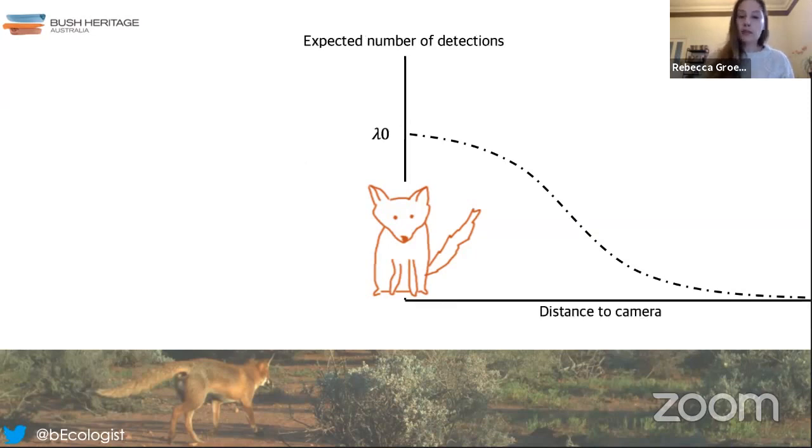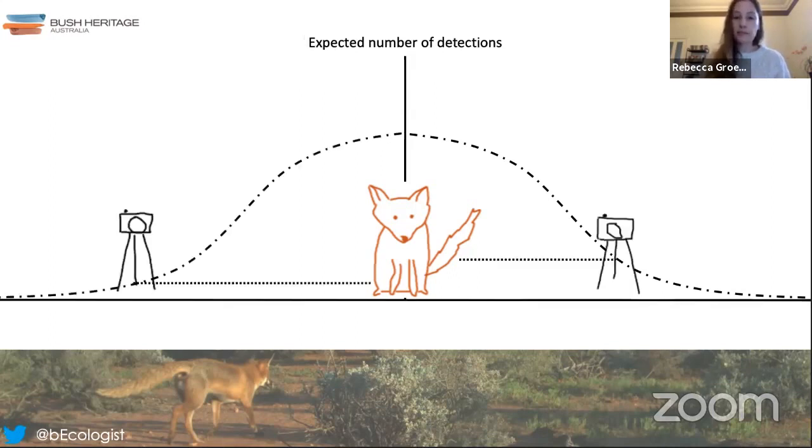This forms our detection function, with lambda naught being the expected number of detections if we happen to place a camera right next to a fox's activity center. So let's imagine that we're able to catch this fox and mark it green.